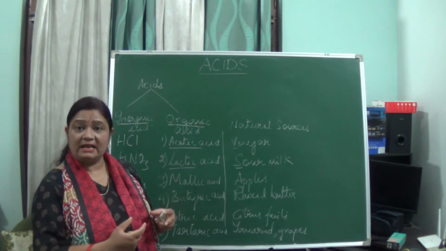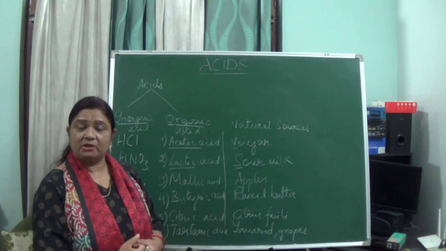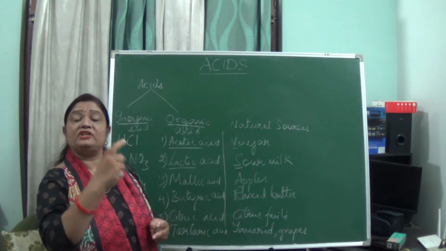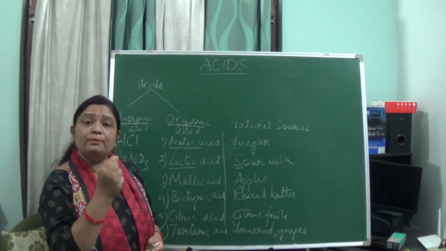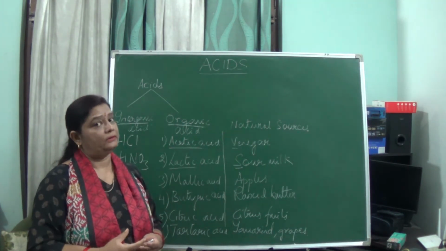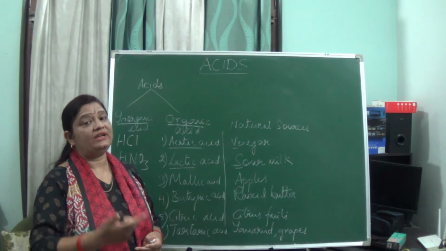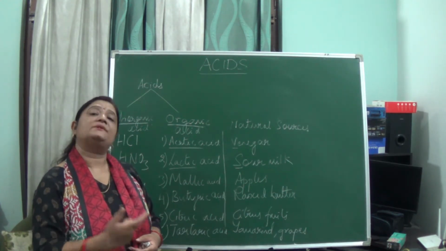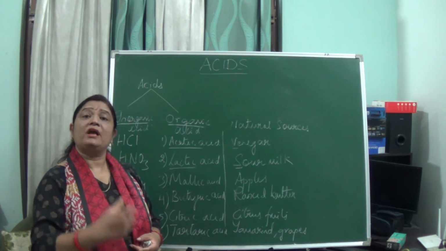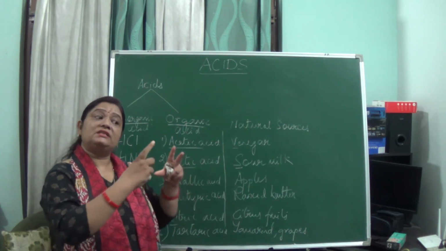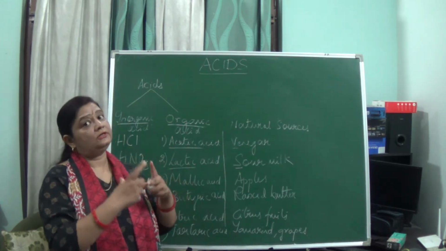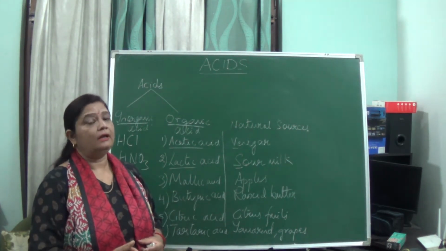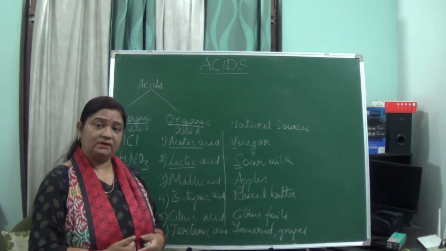And if I say 98% HNO3, it means what? 98% HNO3 is there, only 2% of water is added to it. Likewise, if I say 40% HCl, 40% hydrochloric acid, it means what? That consists of 60% of water and 40% of that acid. So that is a dilute acid. The acid has been diluted.